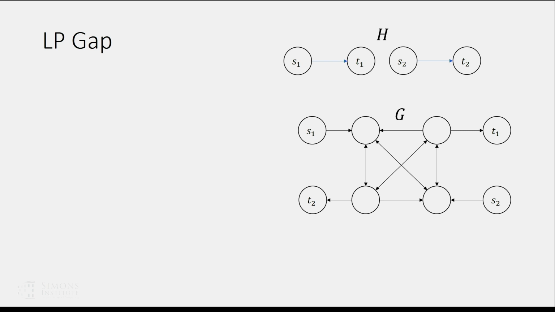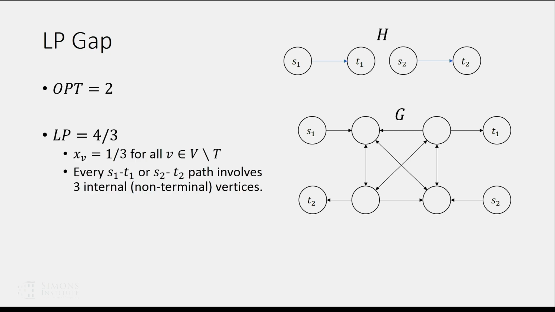Okay. So suppose that H looks like this. H has 2 disjoint edges, and then G looks like this. Then you can easily see that opt is at least 2, because deleting just one vertex will not do the job. If you just delete just one vertex, then either S1 can reach T1 or S2 can reach T2. But you can also notice that every S1 T1 path or every S2 T2 path must involve at least 3 internal vertices. So which means that if I give 1/3 to every non-terminal vertex, then it's going to be feasible for this LP. So the LP value is at most 4/3. So there's a gap of 1.5.